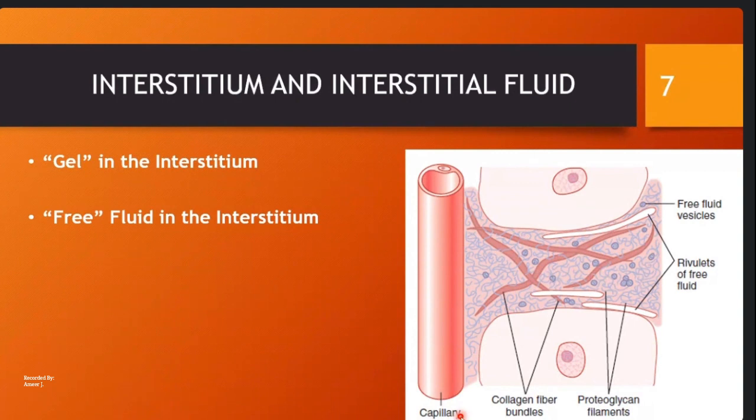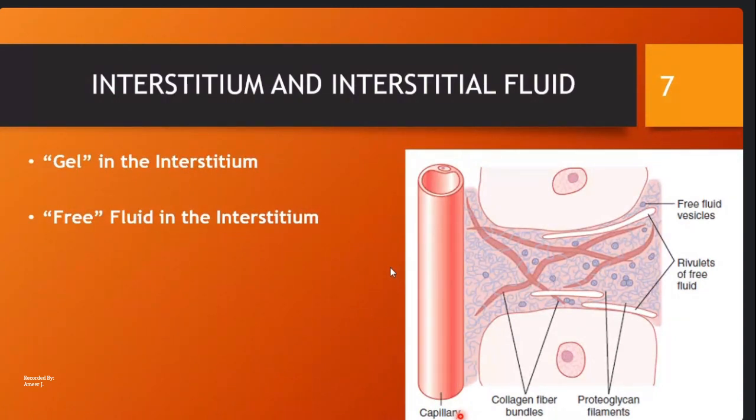This is showing a schematic figure that shows the relation between the capillaries, the cells, and the interstitium. As you see in this figure, the interstitium is not a hollow space. It is filled with some proteins, glycoproteins, glycosaminoglycans, and also water that is absorbed by these molecules and forms a jelly-like material, which is named interstitial gel.